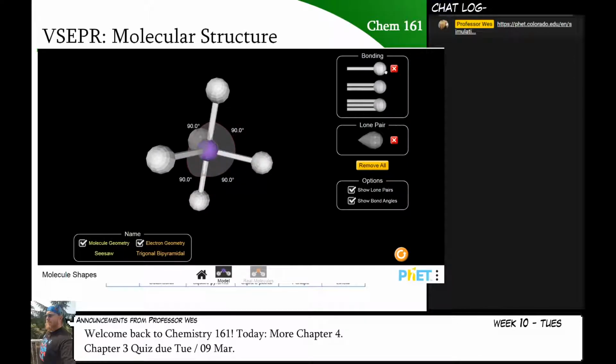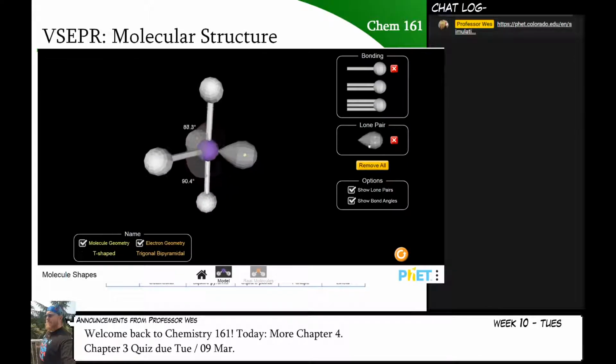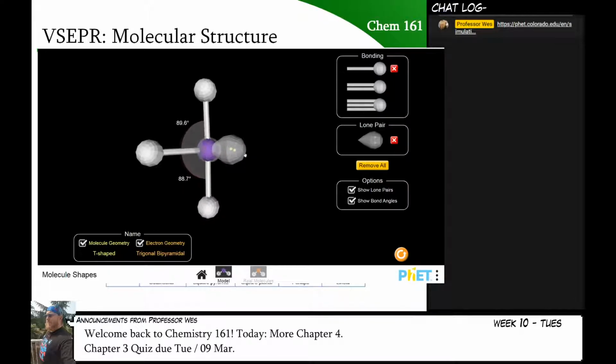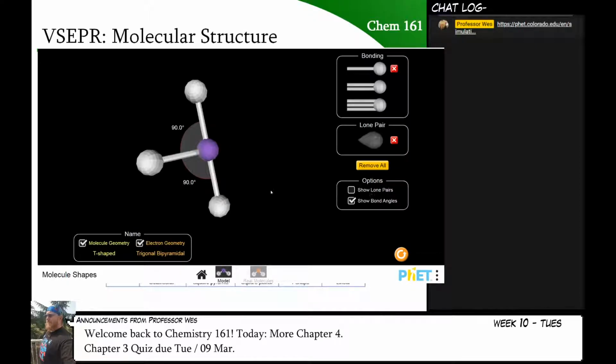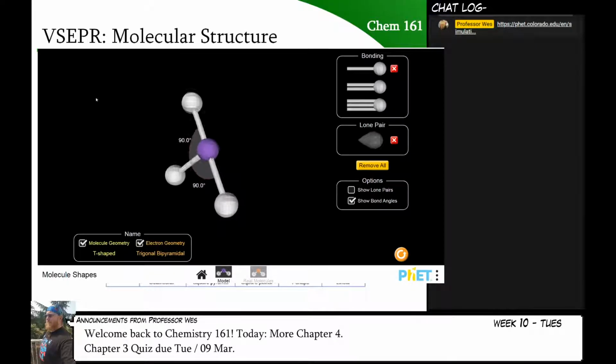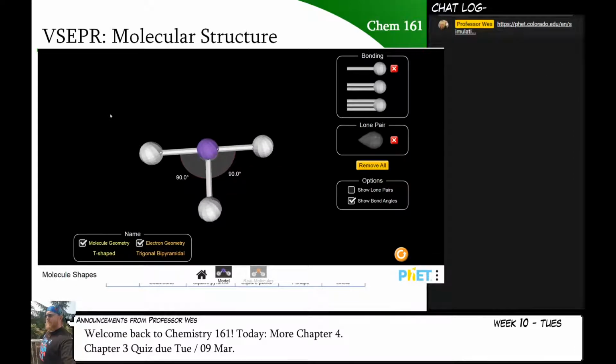If I have 5 electron groups and 2 lone pairs, I get this shape. There's my second pair. Again, they go on the center. I'm going to hide all these, and this is called T-shaped because it looks like something. I don't know. Maybe you can tell me why it's T-shaped. I don't know. In fact, I don't think anybody knows.